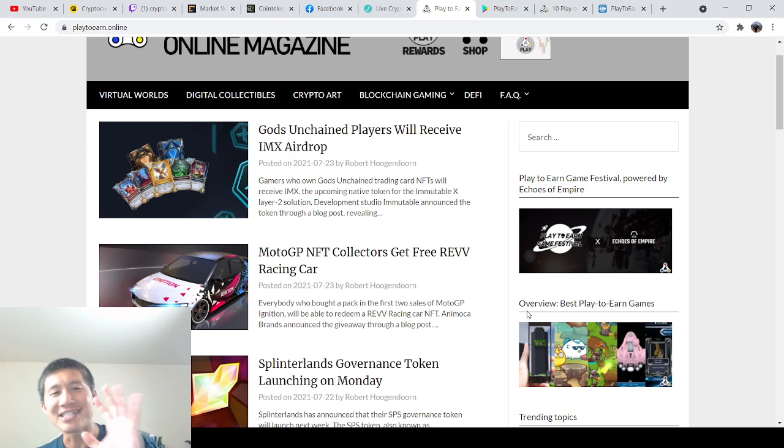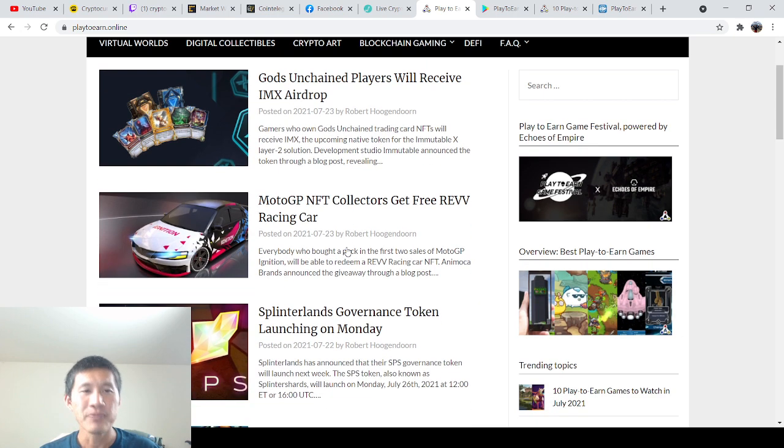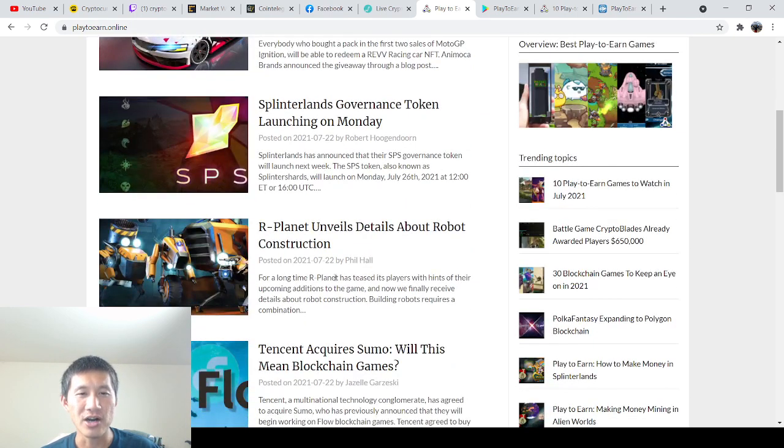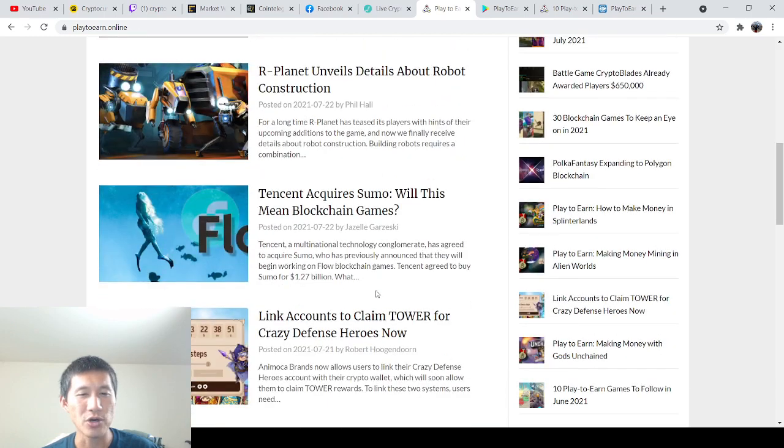There's like Gods Unchained will have an IMX airdrop. MotoGP NFT collectors get a free Rev racing car. Now, the Rev racing car itself is not going to be a coin, but you could sell it in game for lots of these game coins. And selling for lots of these game coins, you can then convert into cash. A lot of these will probably be only tradable on Uniswap or SushiSwap for maybe Ethereum, BNB and stuff, but then you can cash that Ethereum or BNB out for real money. So you have MotoGP NFT collectors, Splinterlands, Our Planet, Sumo link accounts claim tower.